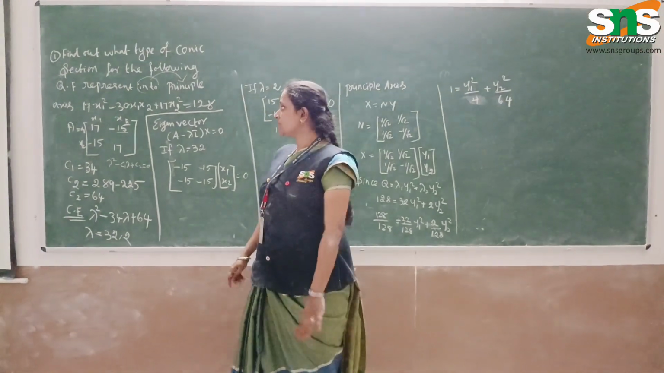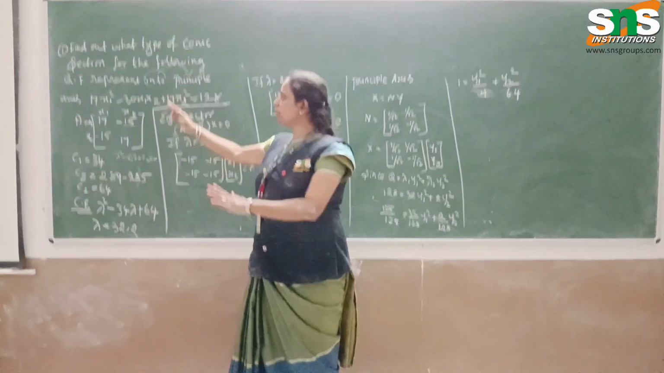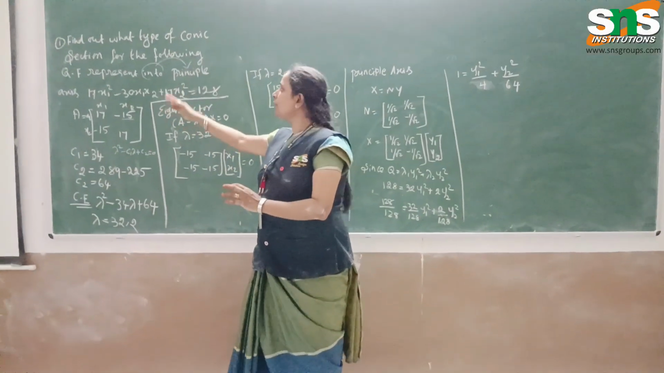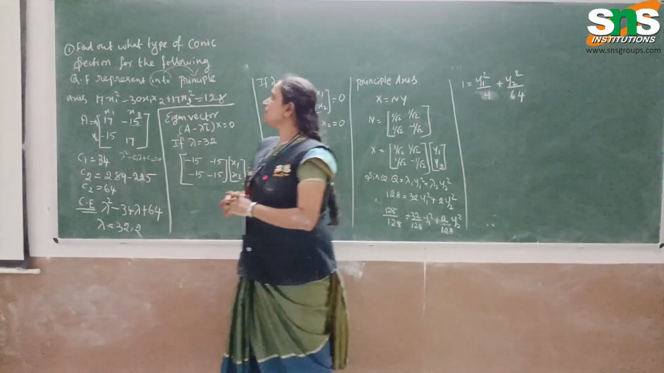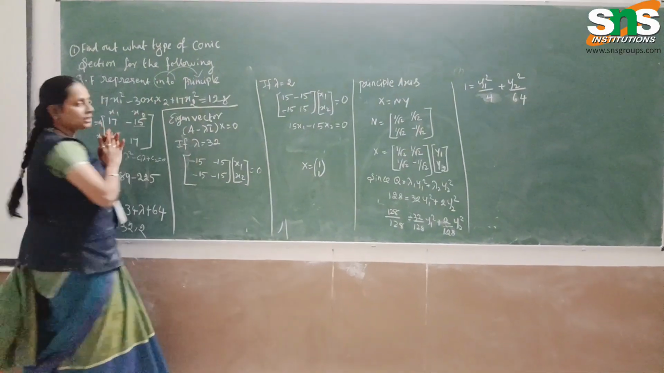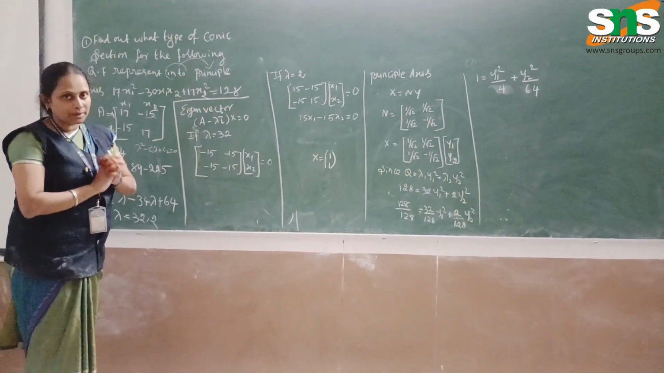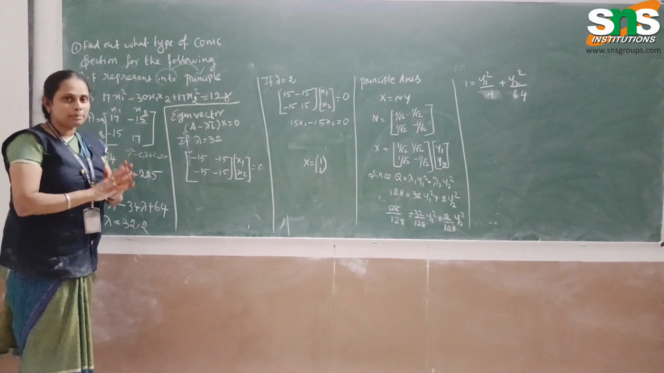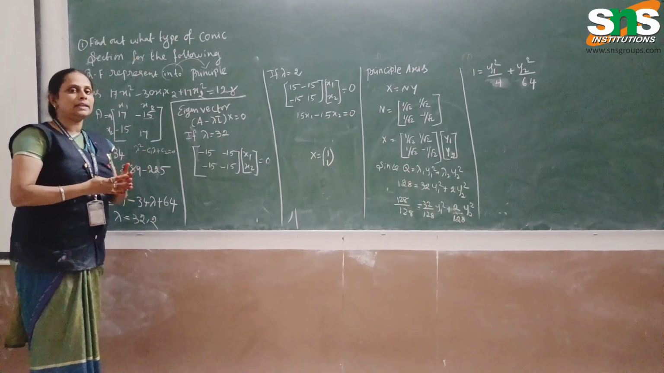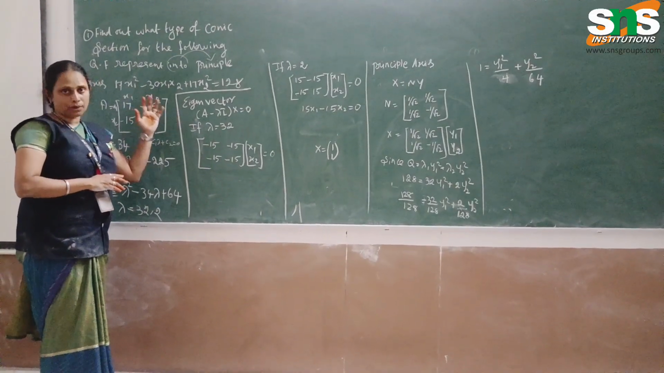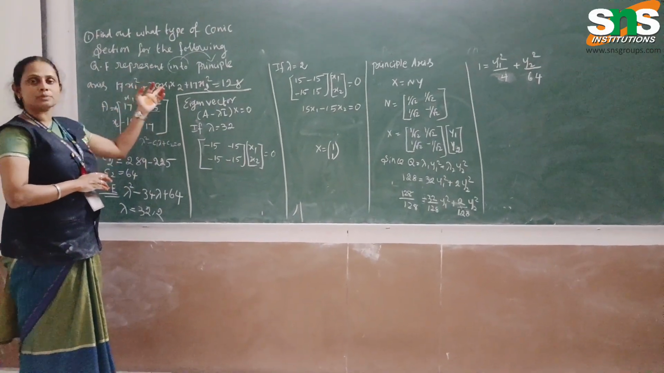Today we are going to see the quadratic form that was given. In this quadratic form, we have to convert it into the principal axis. In the previous class we learned what a quadratic form is. The quadratic form is nothing but a homogeneous second-degree polynomial of any number of variables. Here the variables are x1 and x2.